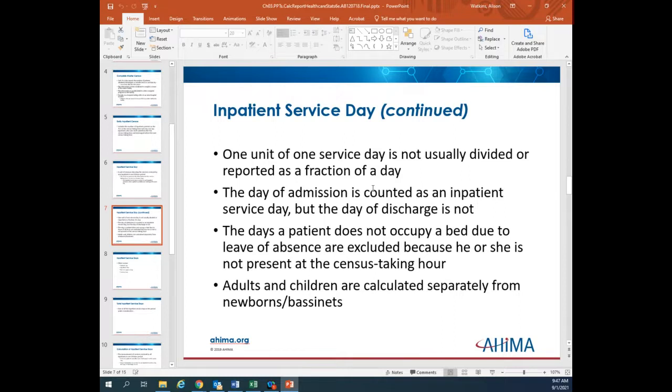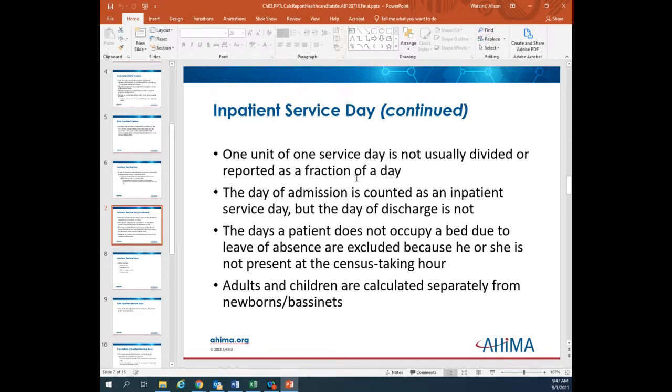Adults and children are calculated separately from newborns because adults and children typically need more services than, say, a newborn would need. So we typically do not count those together unless the hospital wants it done that way.